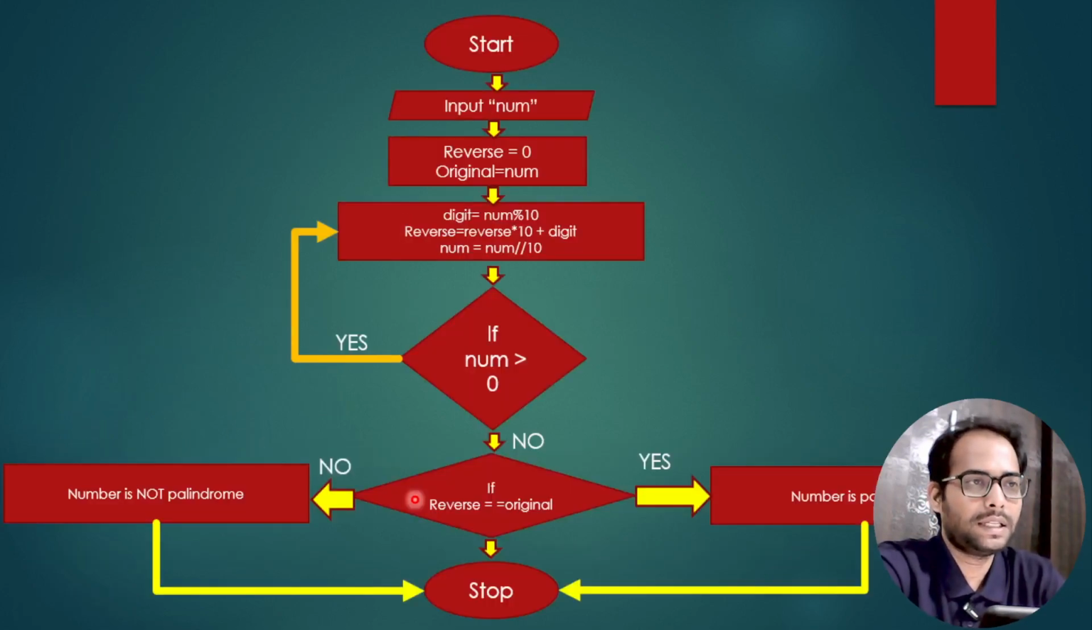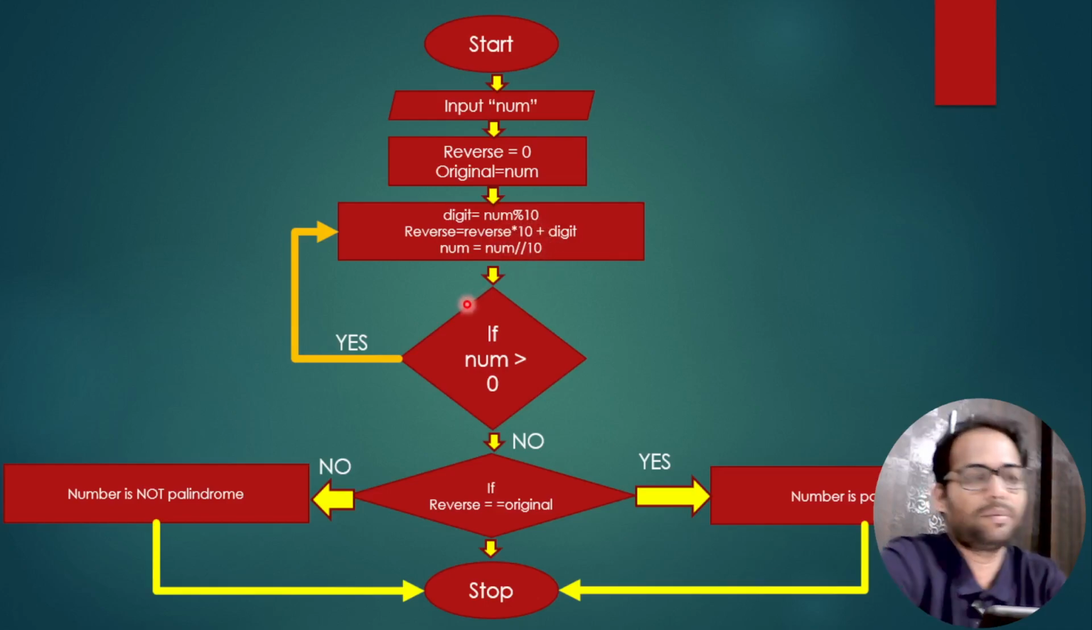Now for this, I have also made a simple flowchart. You can check it out here. First, input a number. Then reverse equals 0, and I am taking a variable original which equals the actual number that I have taken as the input. Next I am calculating the digit, the last digit of that number, as num modulo 10. Then reverse equals reverse times 10 plus digit, as written in the algorithm. That means it will now find the reverse number. Next, number equals number integer division 10, so it will give me the integer value of the number.